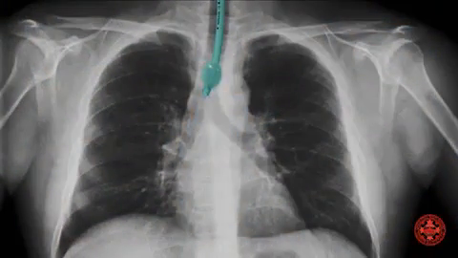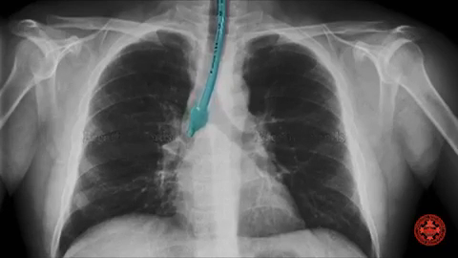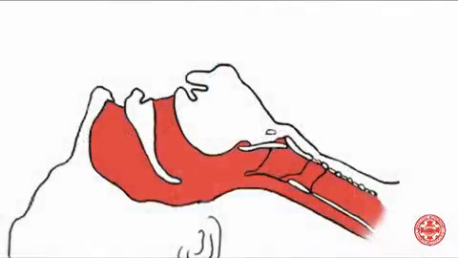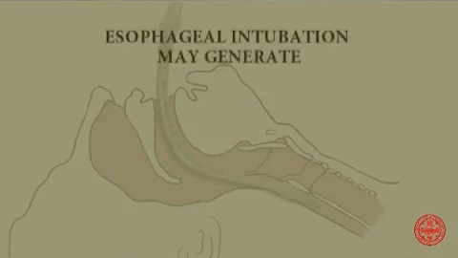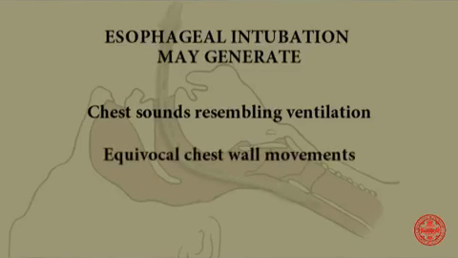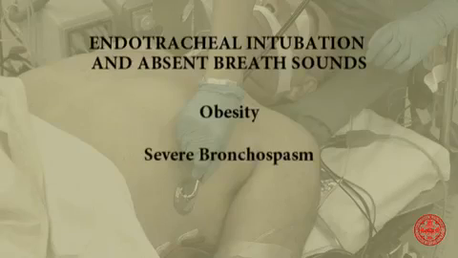If the tube is in the trachea, auscultation of the chest should yield bilateral breath sounds. If, however, the tube is instead in a mainstem bronchus, only unilateral breath sounds would be evident. Similarly, if esophageal intubation has occurred, no breath sounds would be appreciated. However, there are cases in which an esophageal intubation may generate chest sounds resembling ventilation of the lungs and equivocal chest movements. Furthermore, it is possible for the tube to be properly positioned within the trachea, yet due to obesity or severe bronchospasm, breath sounds can be inaudible or absent.